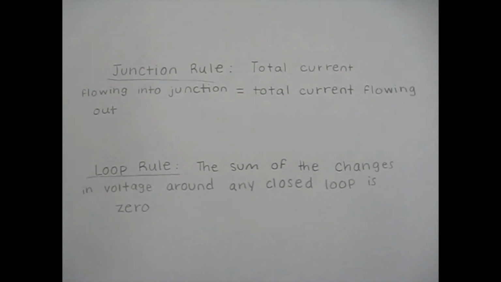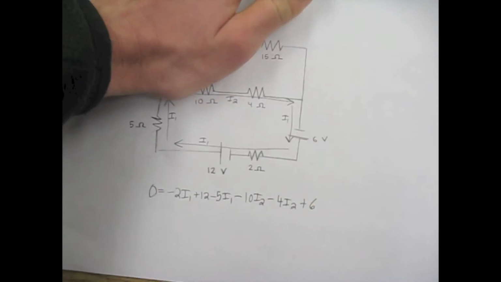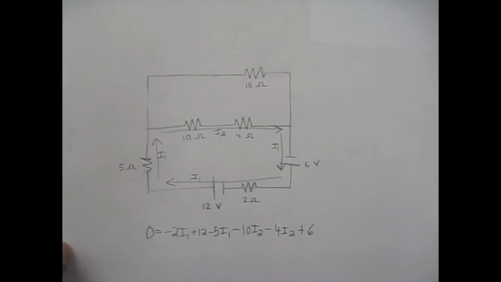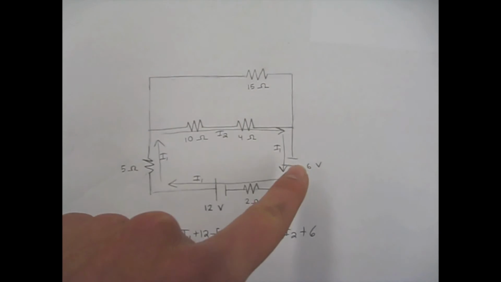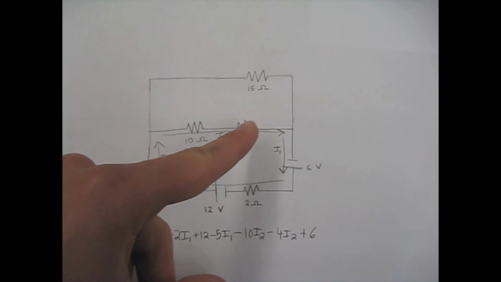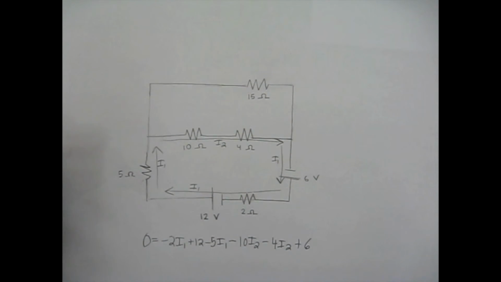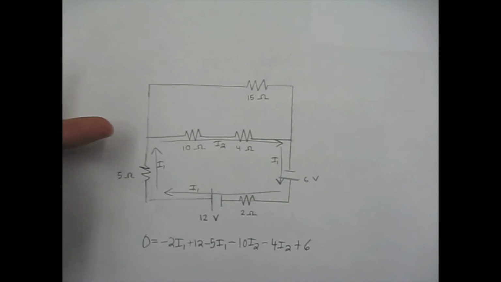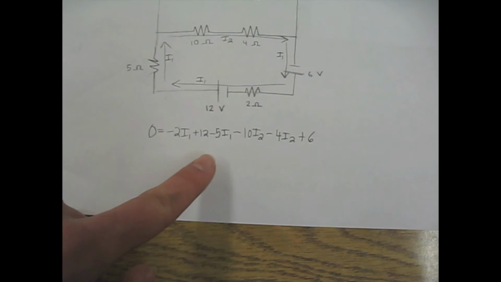Kirchhoff's loop and junction rule can be used to carry out calculations within the circuit. In this example, you choose directions for each of the currents. In this loop, you can make the current I1. On this wire, it's I2. You then use them to make an equation for the current.